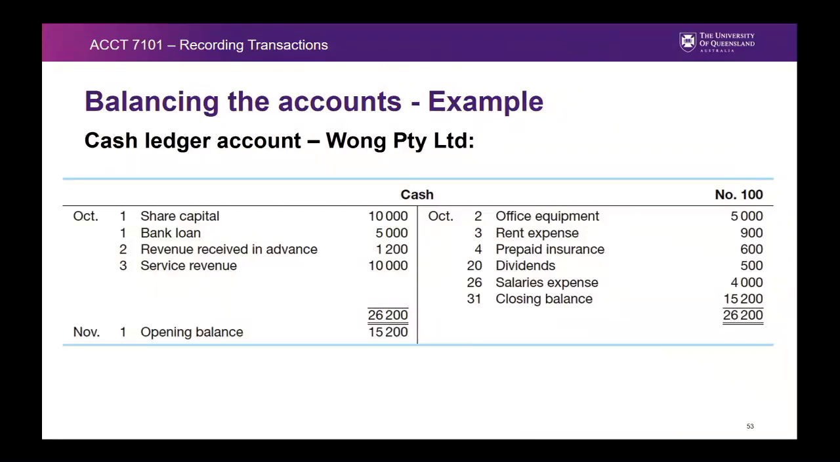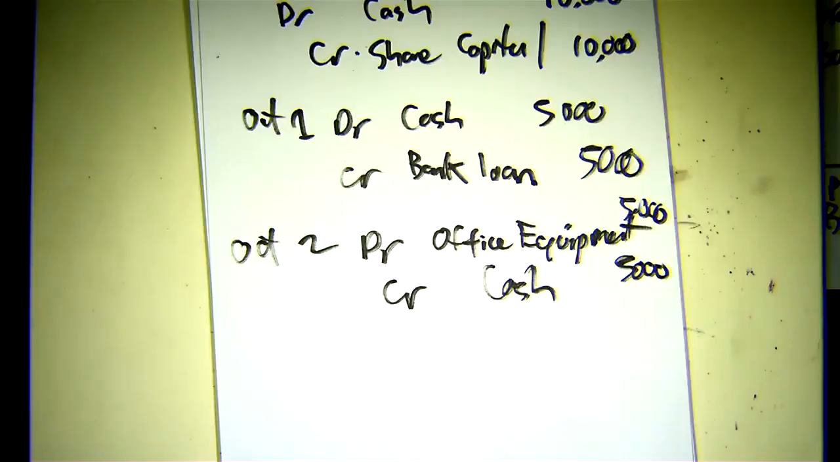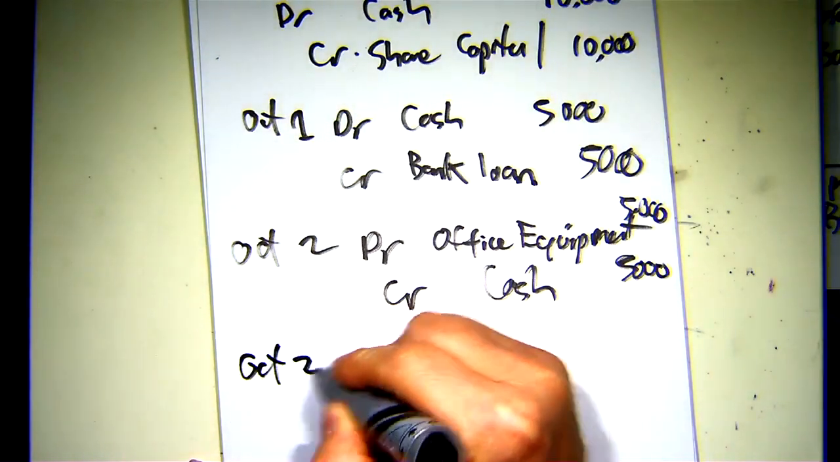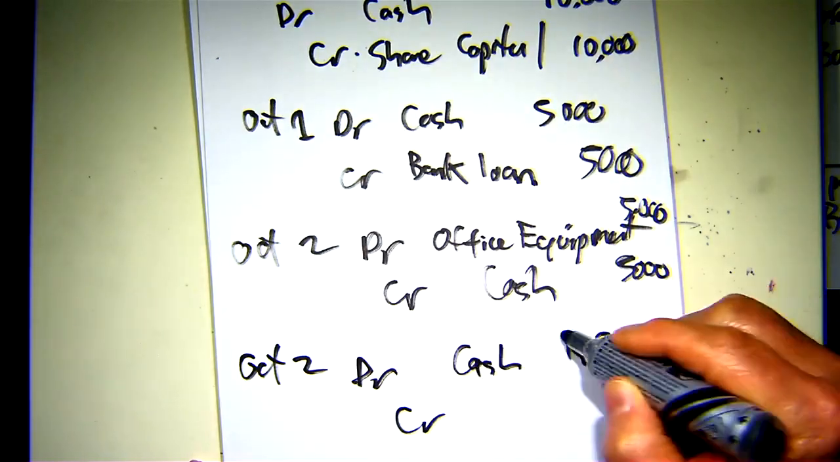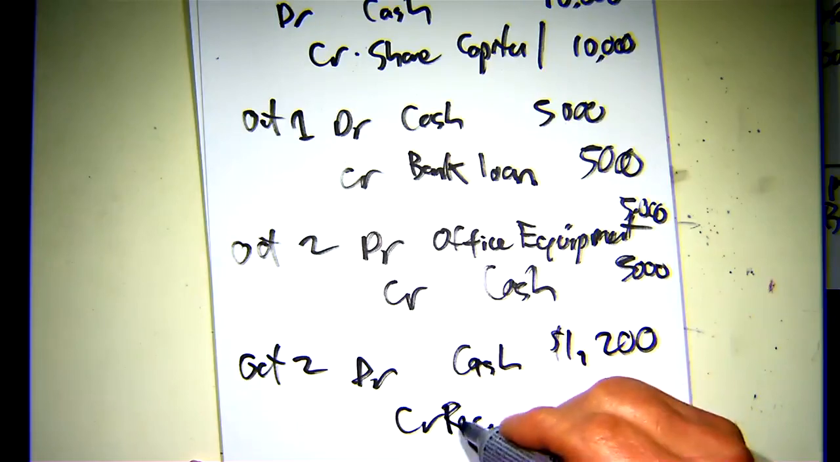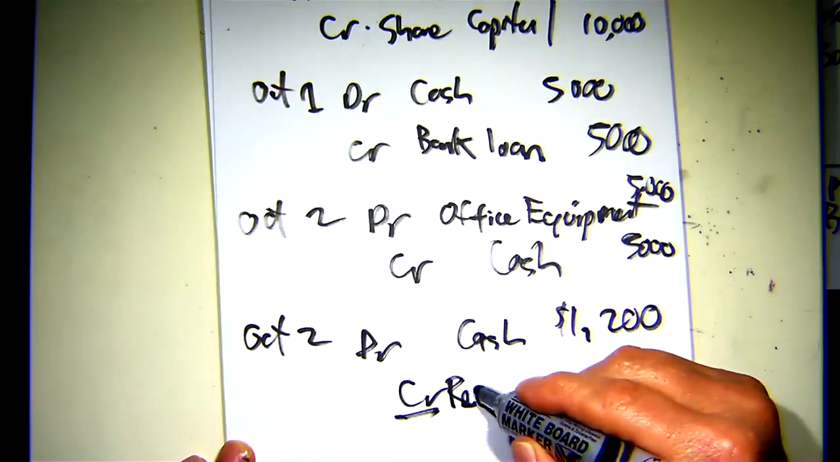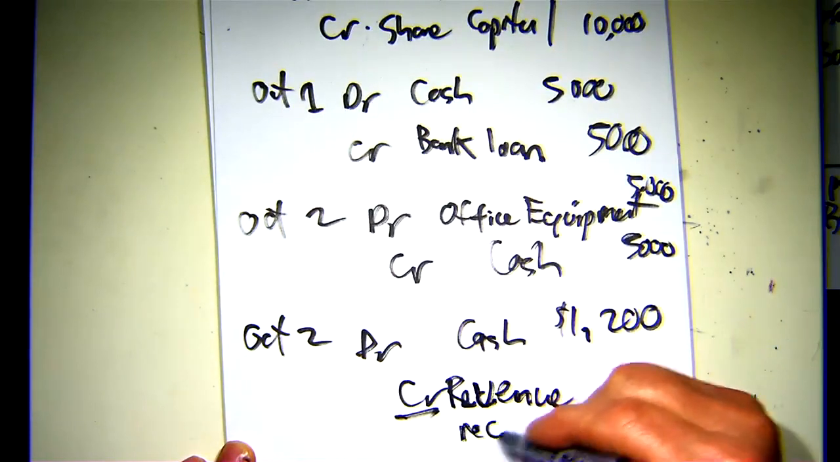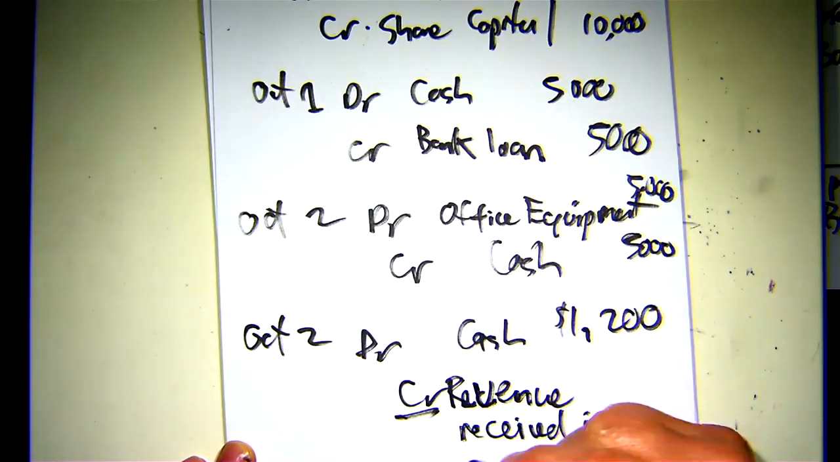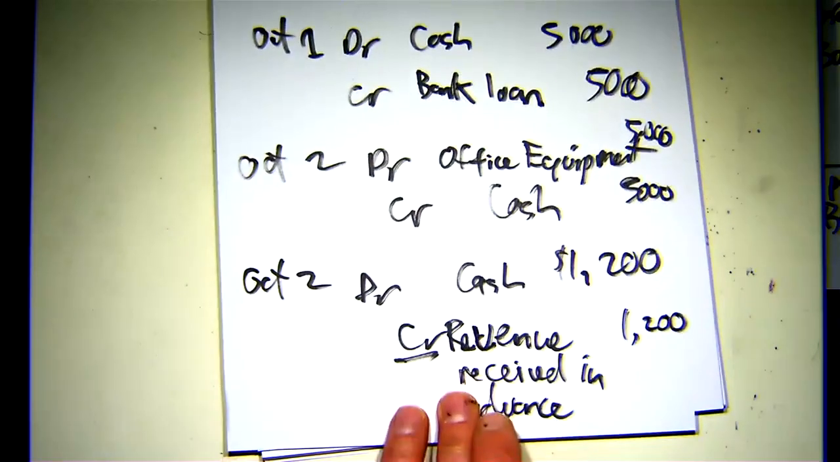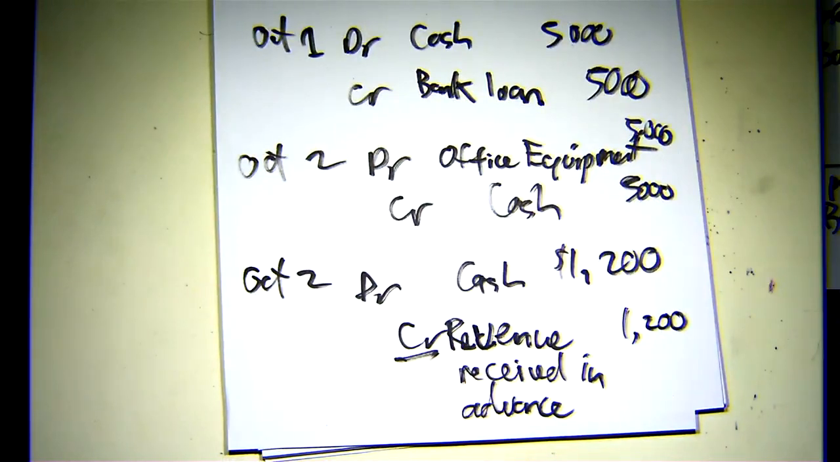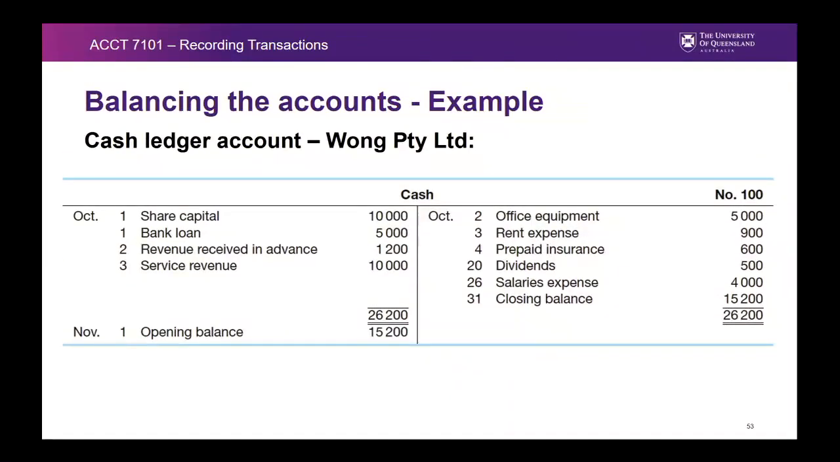I think this is October the 2nd. We debited cash $1,200, and I have to credit revenue received in advance. Okay, so just from the T ledger, I can work out what the journal entries were from the information in the T ledger. And so on, and also for each of these other lines.